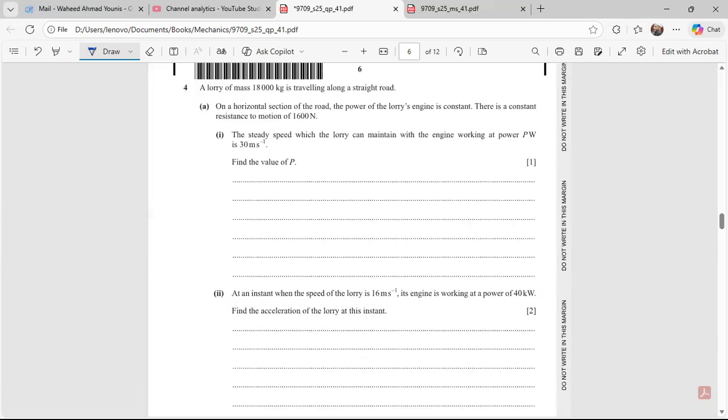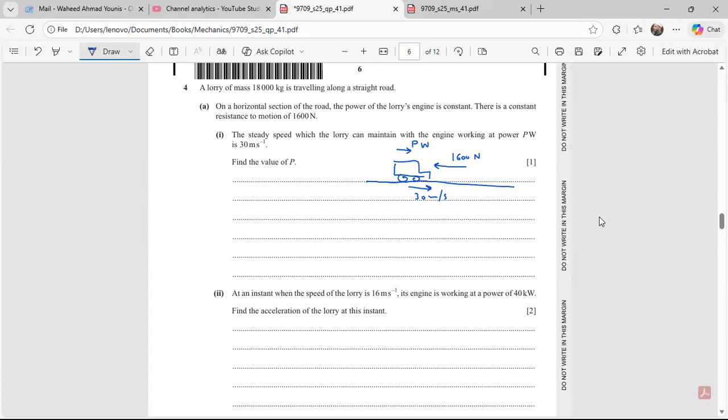Interesting. So we have a horizontal section of a road and a lorry is traveling on it. There's a resistance force of 1600 Newton on it. The power generated in the lorry is P watts. The speed of the lorry is 30 meter per second, and it is constant speed. Steady speed because it's constant speed.